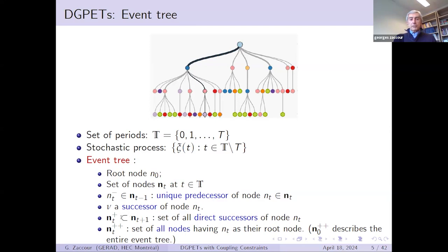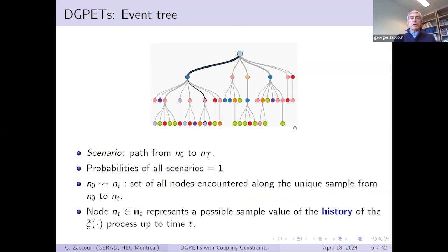And n_t plus is the set of all direct successors of node n_t. So if I am at this node n_t, these are the direct successors of this one. And n_t plus plus is the set of all nodes having n_t as their root node. So in particular, n_0 plus plus describes the entire event tree. Okay, so this notation is pretty straightforward.